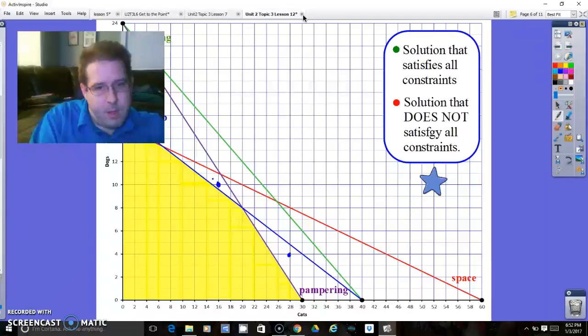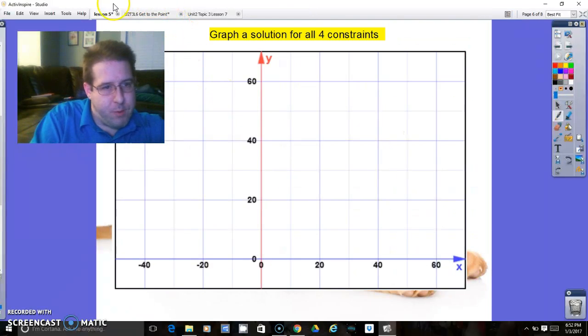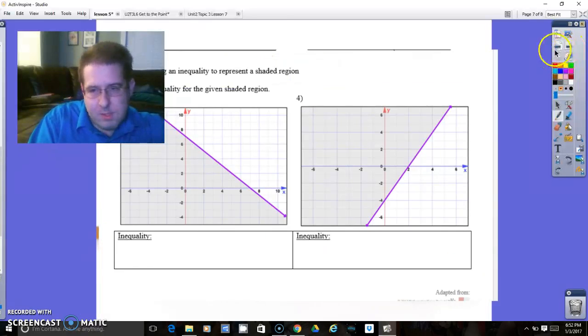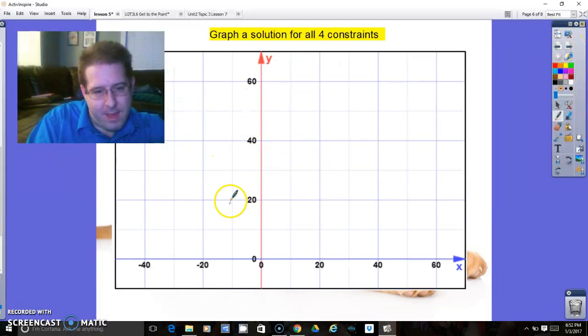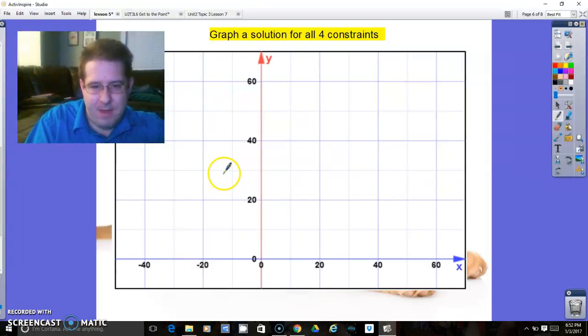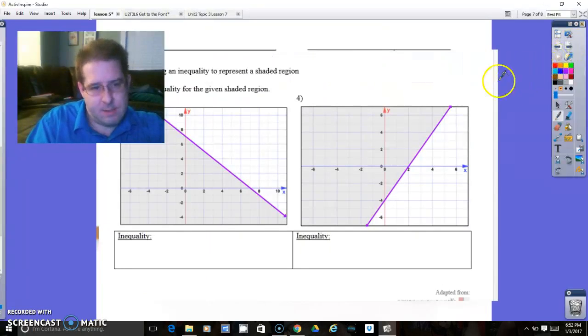Okay, so let me go back. That's a brief overview of what this graph should look like, but that was in a one-quadrant setting, because if you think about it, all the negatives don't make sense, because you can't have negative dogs or negative cats. That just simply doesn't make sense in the context of the question.